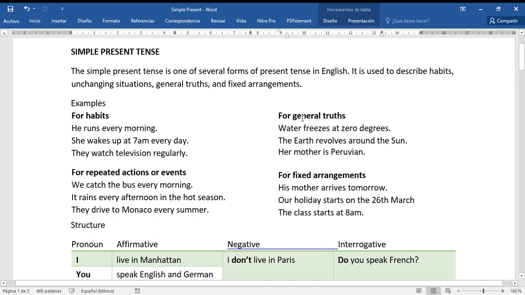Another use is for general truths. For example, water freezes at 0 degrees, the earth revolves around the sun, and her mother is Peruvian. She is from Peru.